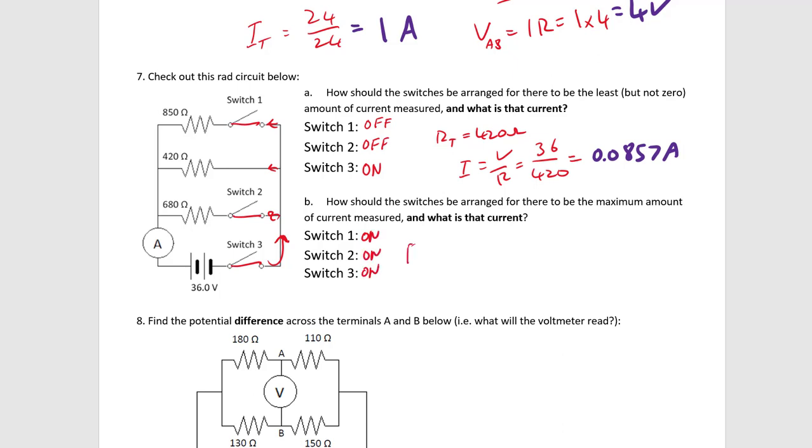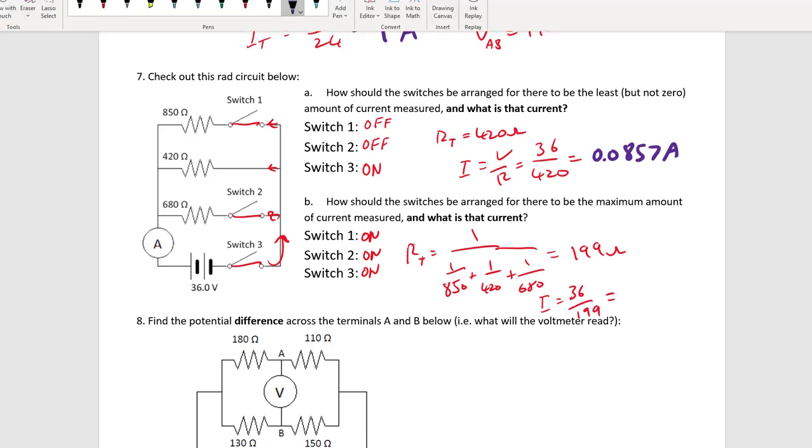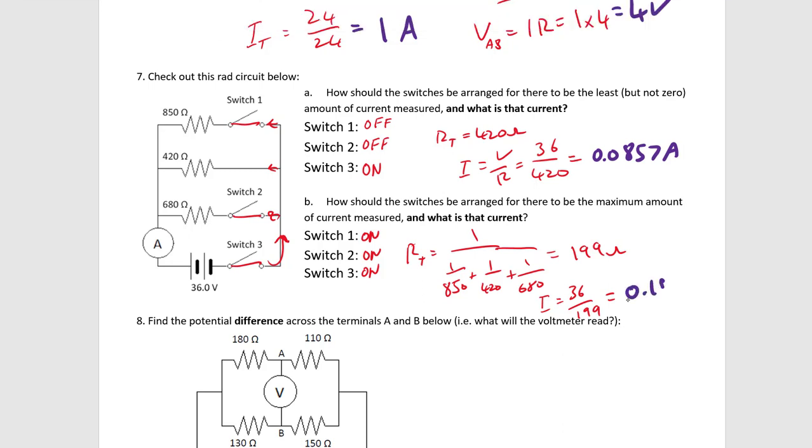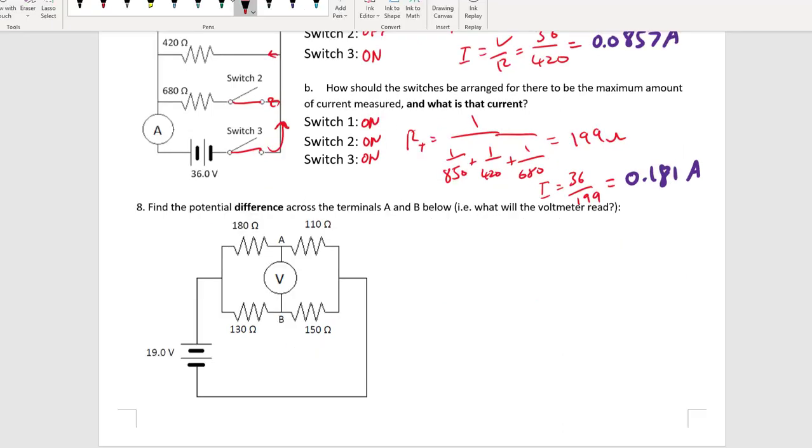And the total resistance will therefore be the parallel of those 3. So it's going to be 1 over 850 plus 1 over 420 plus 1 over 680. And that will equal 199 ohms. So the current will be 36 over the 199, which will be equal to, if I've done this correctly, 0.181 amps. And finally, question 8.